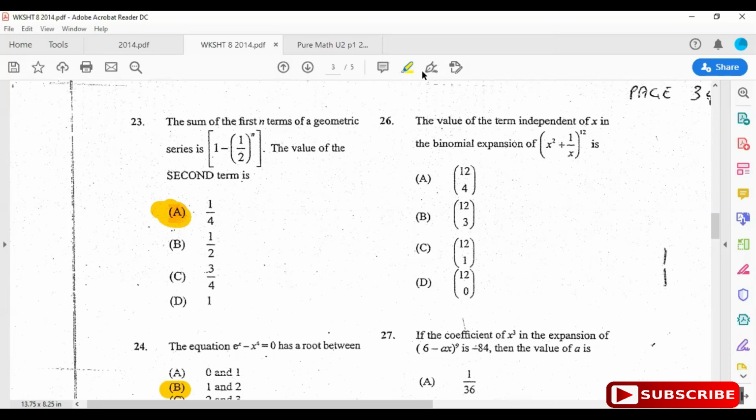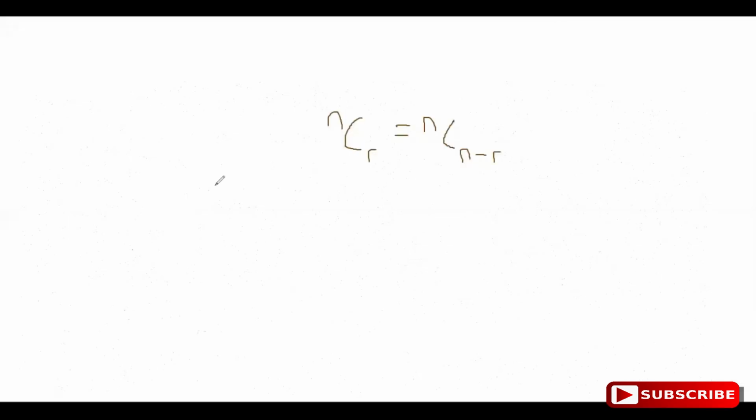Now we want the value of the term that is independent of x. So what they're asking you for is the constant term. So again, we have x squared plus 1 over x to the 12th power. Not to the 4th power, to the 12th power, sorry.